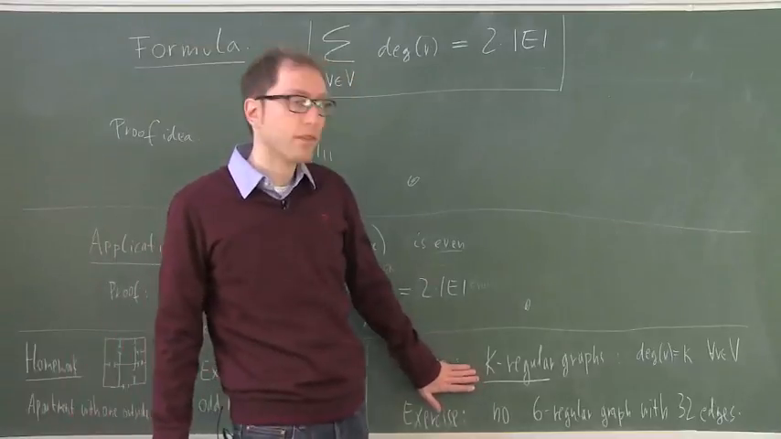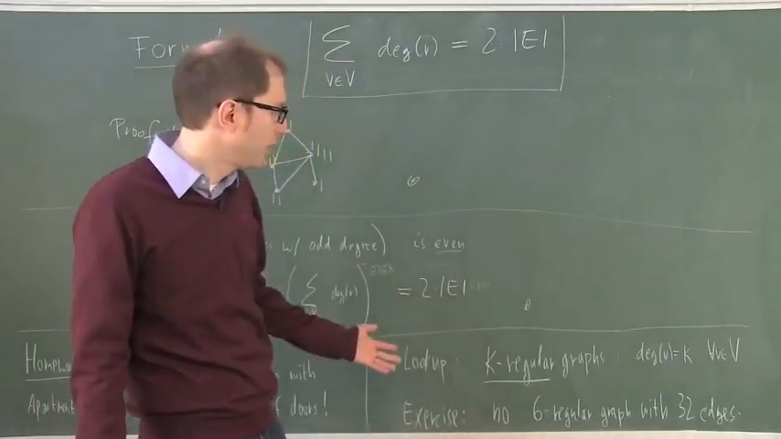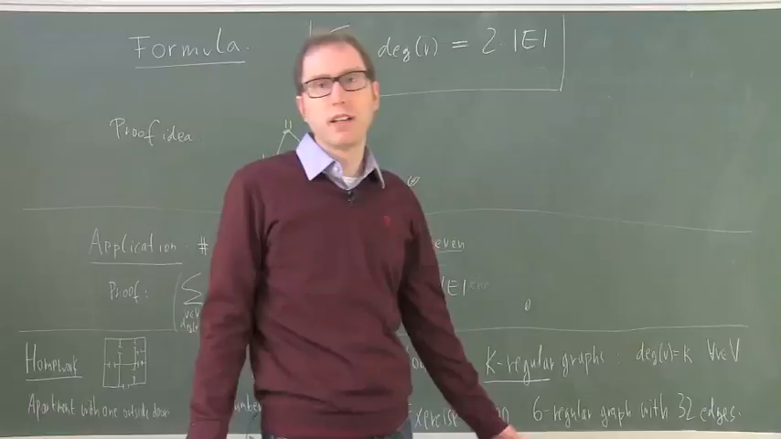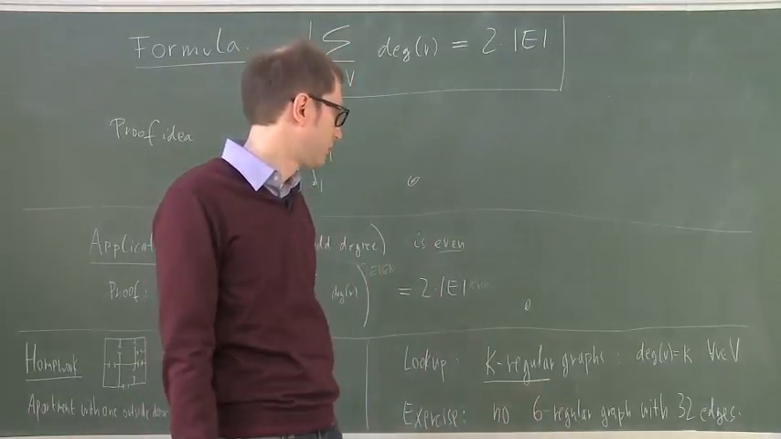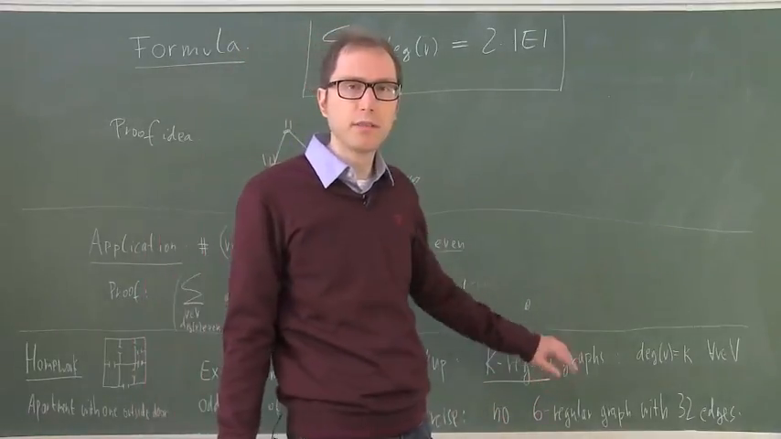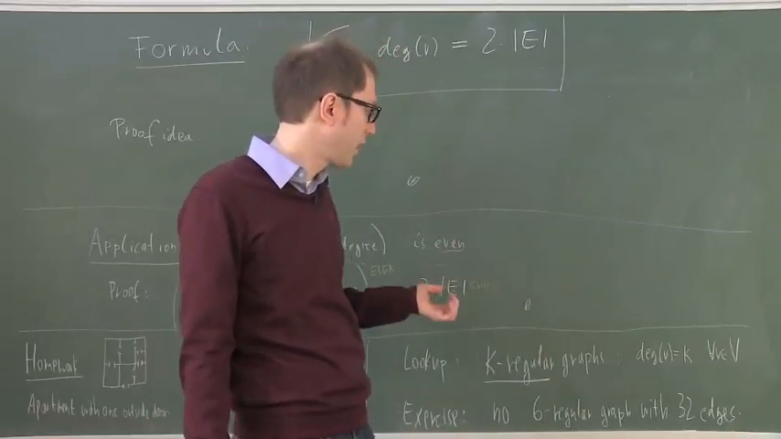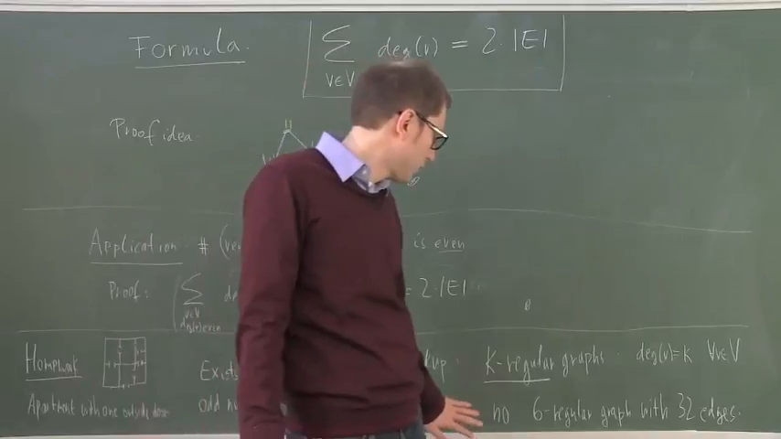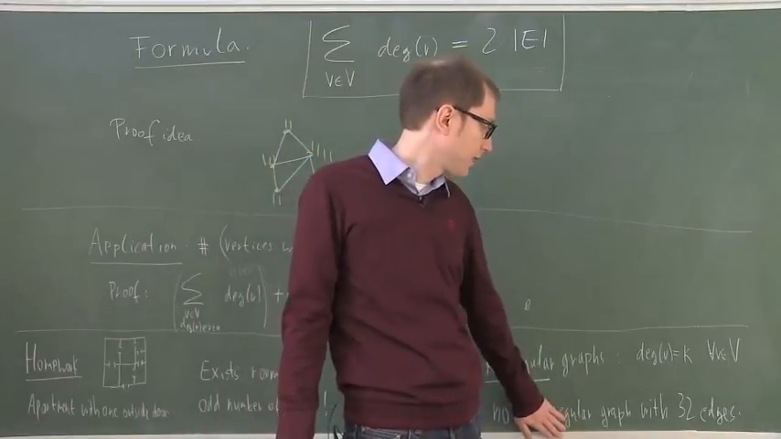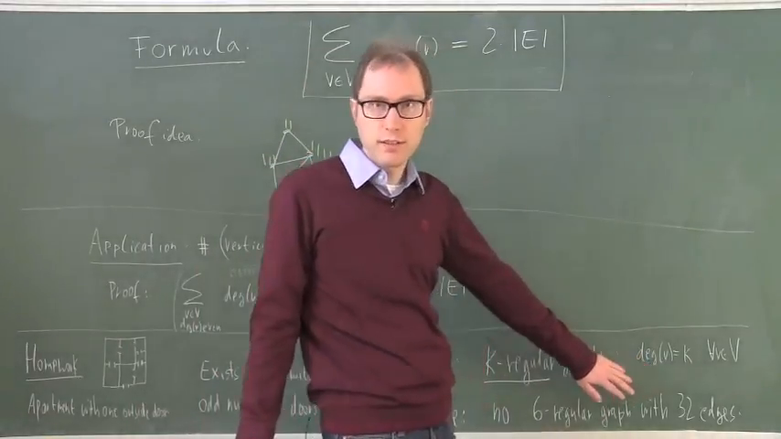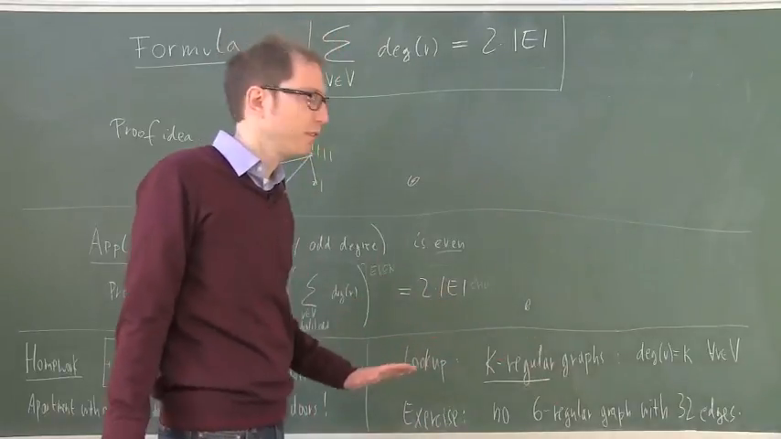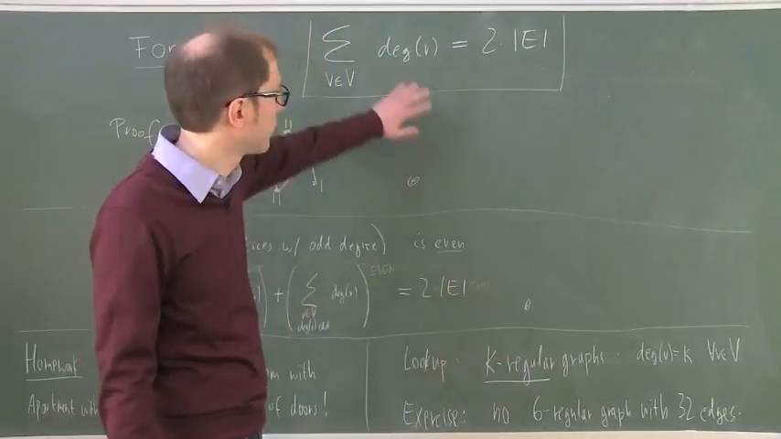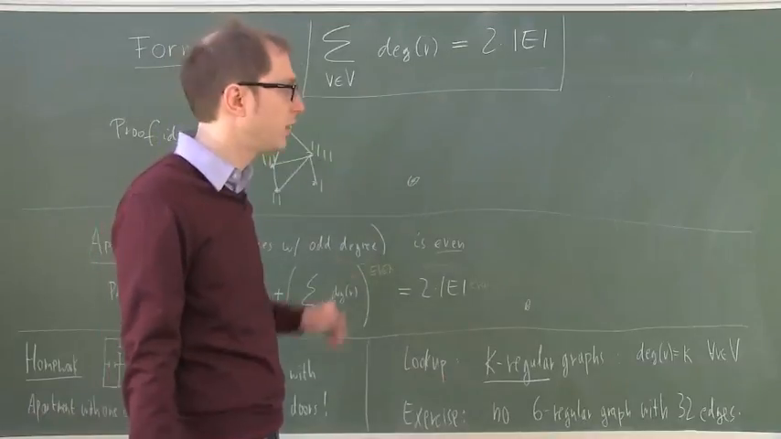Also look up the definition of k-regular graphs. It's very easy. It just means that every vertex degree is the same. Think about some nice examples and play around a little bit to see whether there always exist these or not. And try to prove that there is no 6-regular graph with 32 edges. And you can already guess what you need, which immediately follows from this formula. So this is the formula you want to use here.